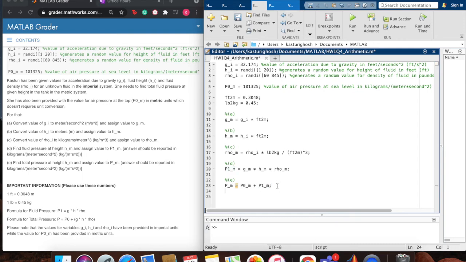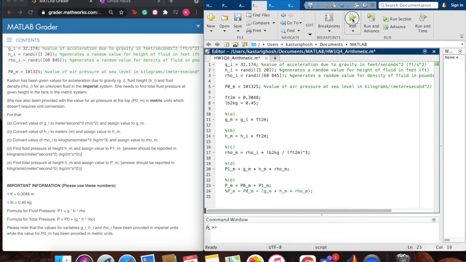All right, another way I could have done this would have been pm equals P0M plus, and in brackets, I would have said gm times hm times rho m. The reason I'm not doing it is because I already have performed that calculation and I already have that stored in the variable called P1M. All right, but this is definitely a correct solution too.